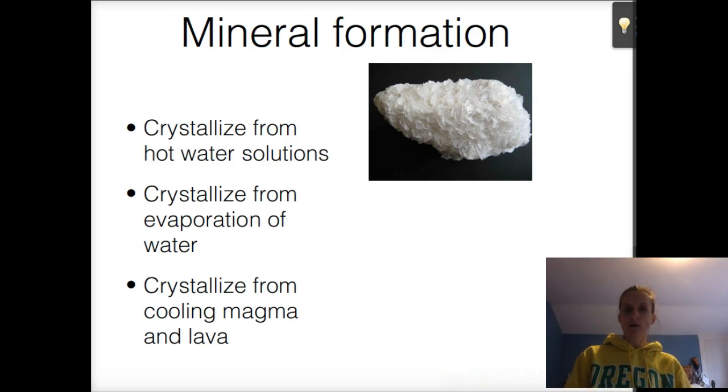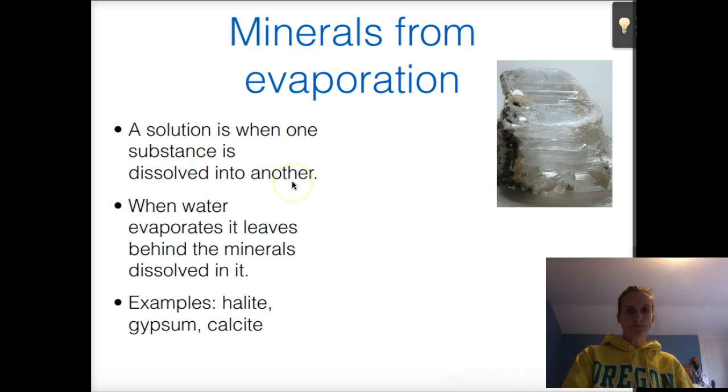And so our lecture today is going to be all about a bit more specifics about these three ways that minerals form. So we said they form from these inorganic processes. These are the three ways: hot water solutions, evaporation of water, and crystallizing from the cooling of magma and lava. And each one of these scenarios produces different types of minerals, different sizes, and different chemical compositions. So let's get started with minerals forming from evaporation.